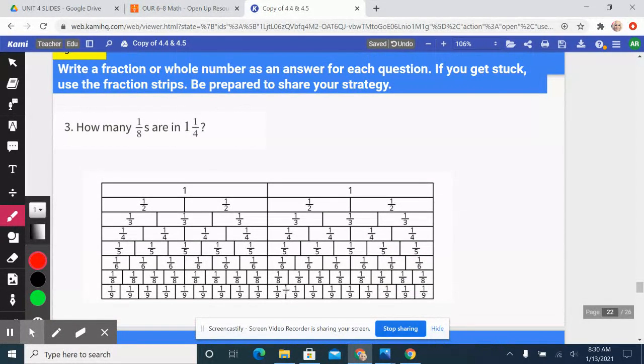So now number 3 says, how many 1/8 are in 1 and 1/4? So I'm going to draw my little line right there. And this is your 1 whole, right? So I'm going to look at 8. So I got 1, 2, 3, 4, 5, 6, 7, 8, right? So that's 1 whole. But I have to remember this little 1/4. So these two here make 1/4 of it. So you have to look at how many 8s I have circled. And that answer should be 10.